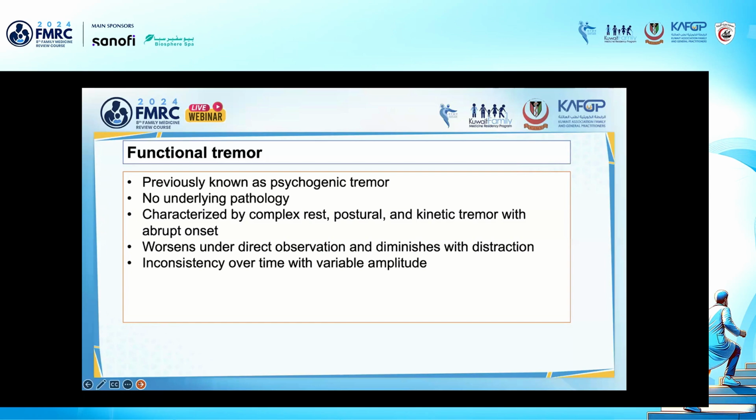Usually, how do we detect it? It worsens under direct observation, and when you distract the patient, it diminishes. And it's inconsistent over time. So sometimes it's severe, and sometimes it's not. And the amplitude is very variable. Every time the amplitude changes. So you would know that there is an underlying either anxiety disorder or conversion disorder causing this tremor. You cannot categorize it into rest or postural or kinetic.